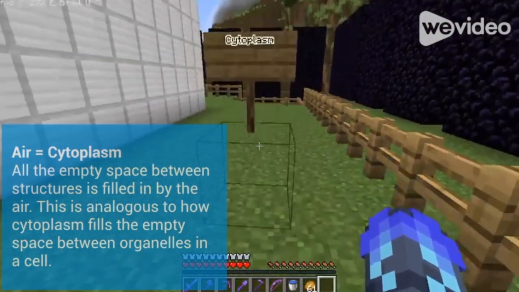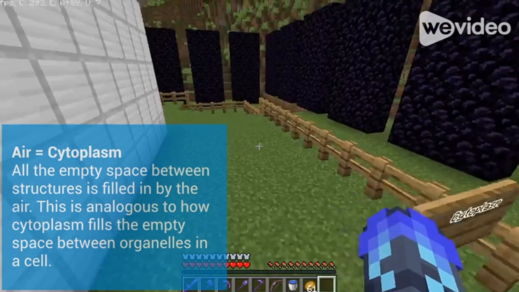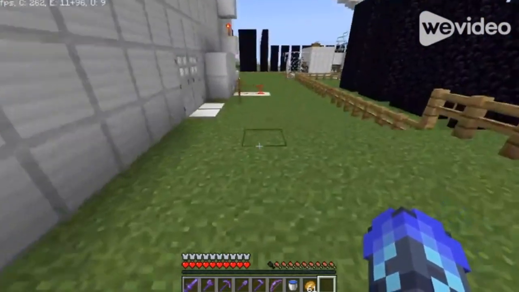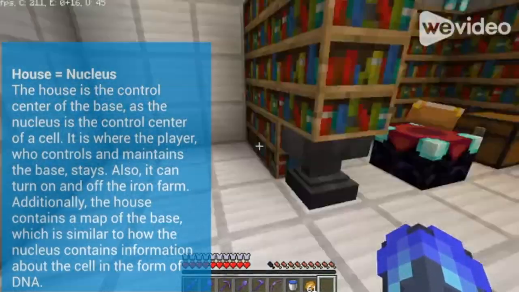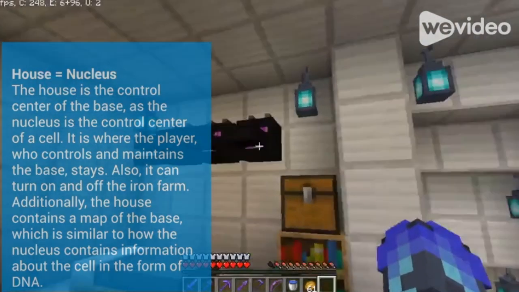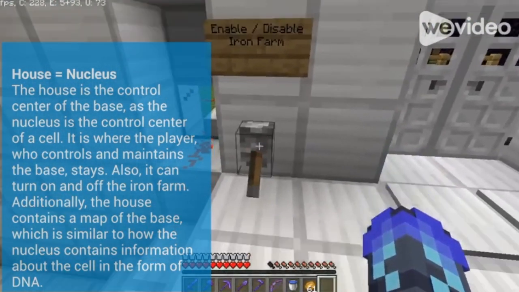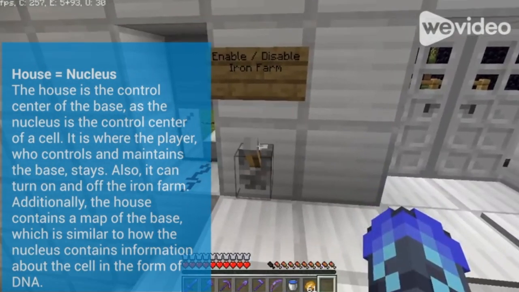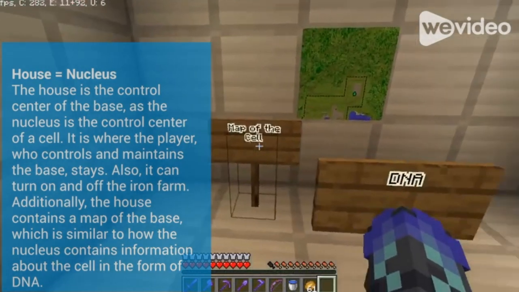All the empty space between structures is filled by air. This is analogous to how cytoplasm fills the empty space between organelles in a cell. The house is the control center of the base, as the nucleus is the control center of the cell. The house contains a map of the base, which is similar to how the nucleus contains information about the cell in the form of DNA.